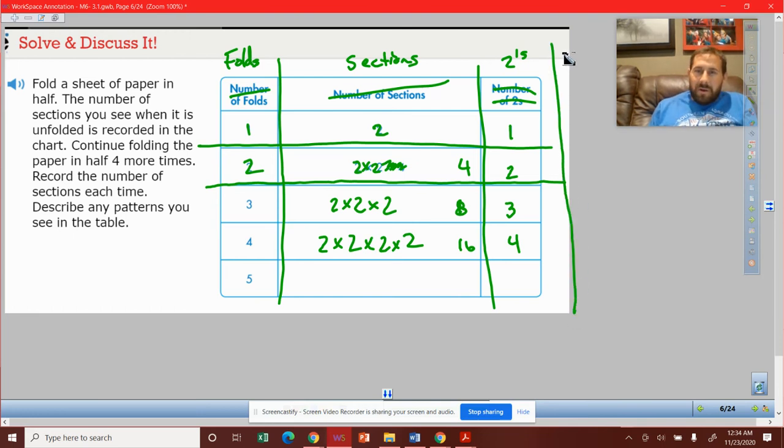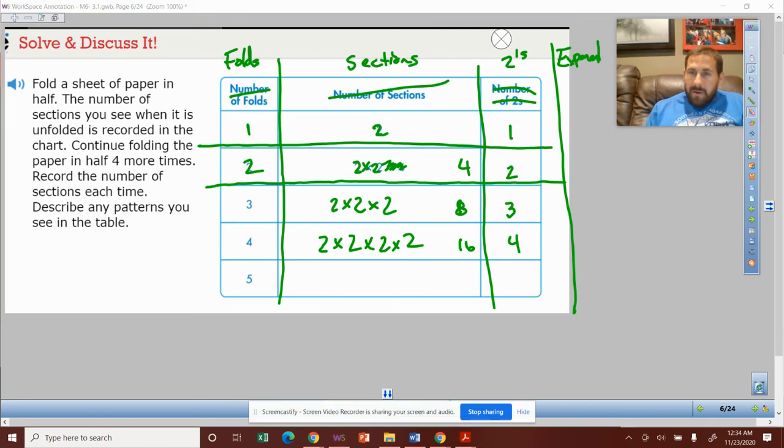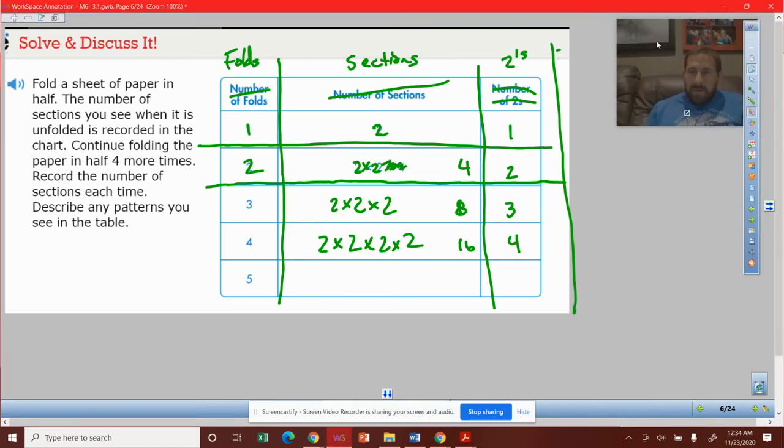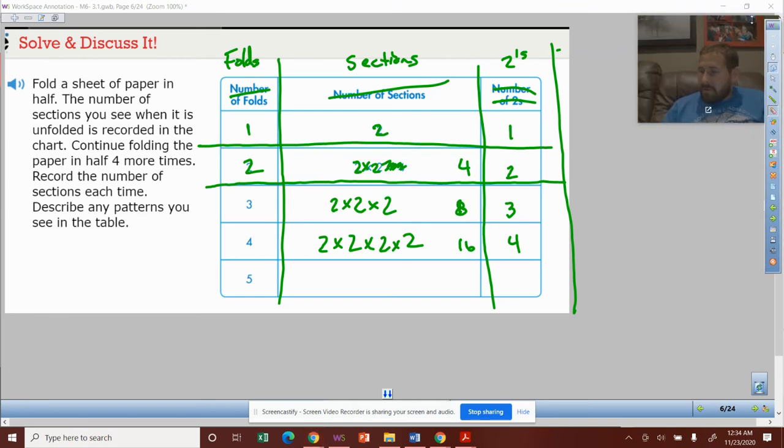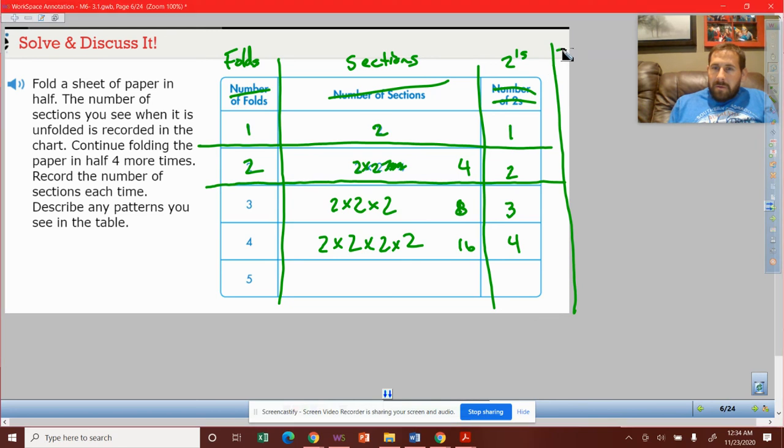Okay? So, sorry, I wanted you to over here, we need one more, and we're going to write exponent, or in other words, power. Exponent or power.